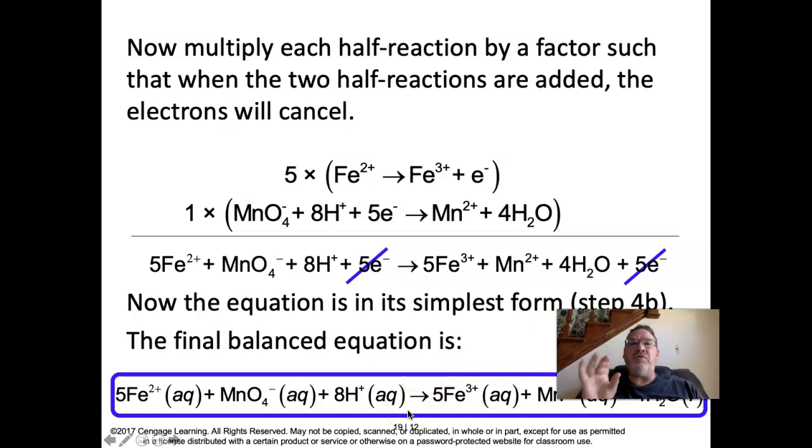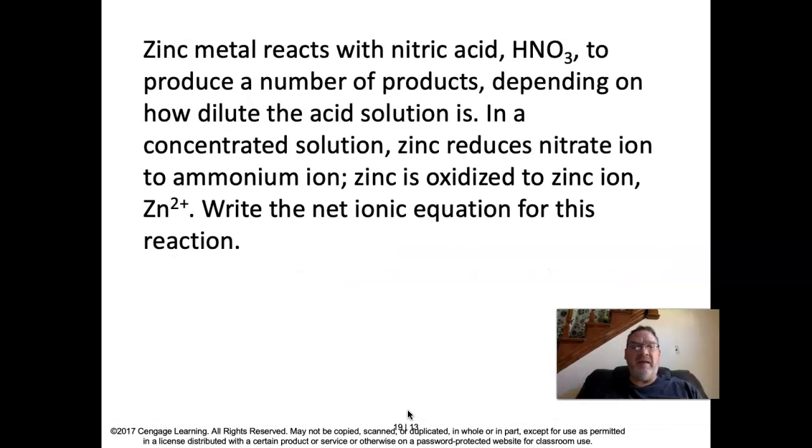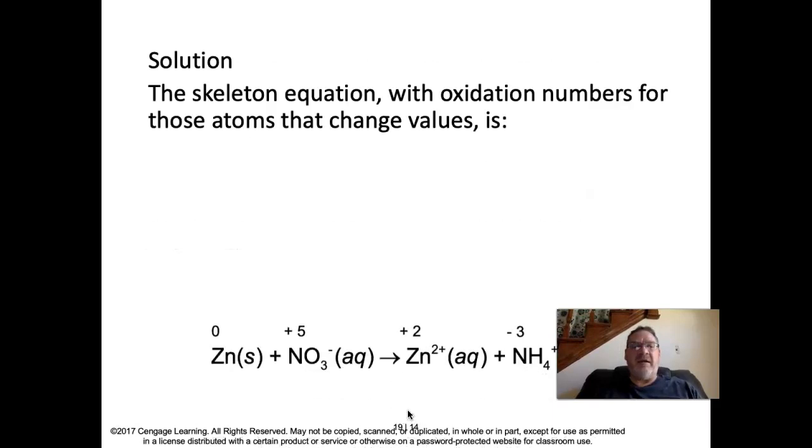The key to balancing these oxidation reduction reactions, these half reactions, is to go one step at a time, but follow the steps. The steps don't change with this. Again, here's the second example, and we'll go through this a little bit.